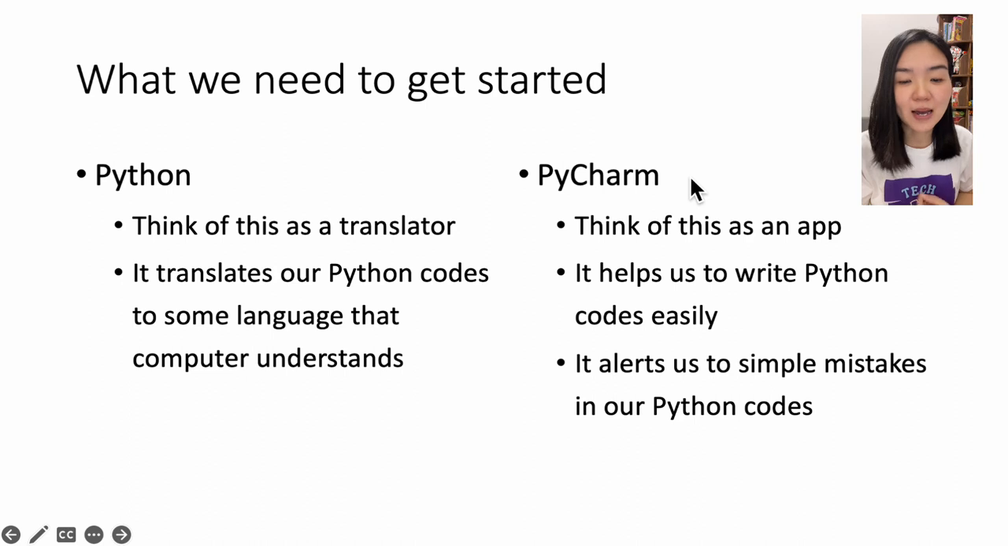Second software is called PyCharm. PyCharm is an app. It helps to make our coding life easier. When we type code in PyCharm, it will highlight using different colors. And if there are simple mistakes, PyCharm will highlight the mistakes as well.